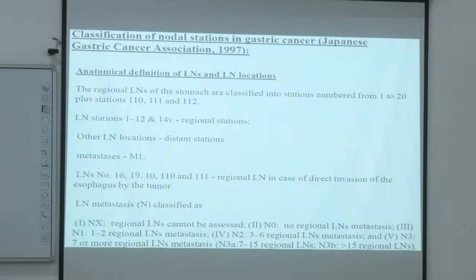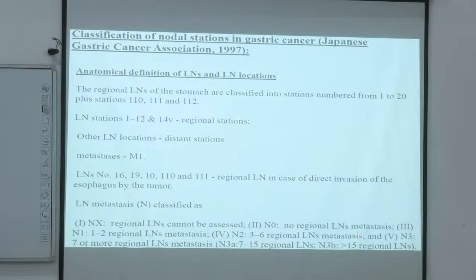And metastasis there represents M1. Lymph nodes 16, 19, 110, 111: these are regional nodes in case of direct invasion of the esophagus by the tumor. And lymph node metastases are classified as: NX, that means regional lymph nodes cannot be assessed. N0, no regional lymph node metastasis. N1 means 1 to 2 regional lymph node metastases.